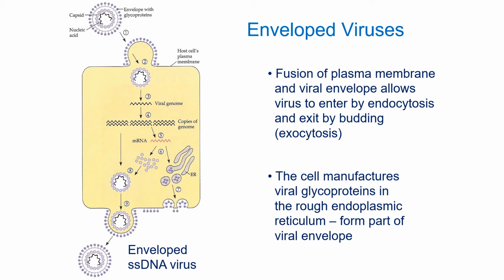When newly formed virions leave the cell, they migrate to areas where these glycoproteins have clustered on the surface. And then when they leave, they steal some of the plasma membrane and they steal those viral proteins as well.